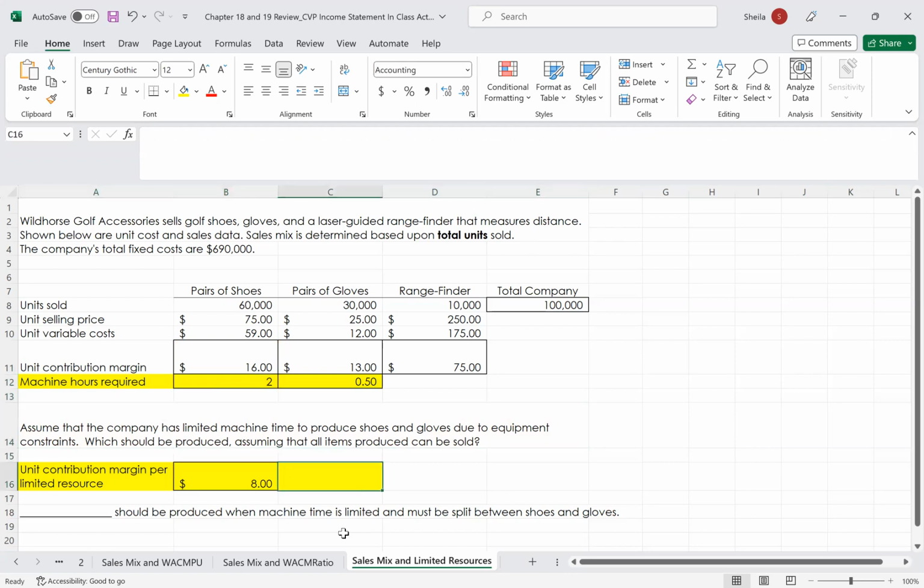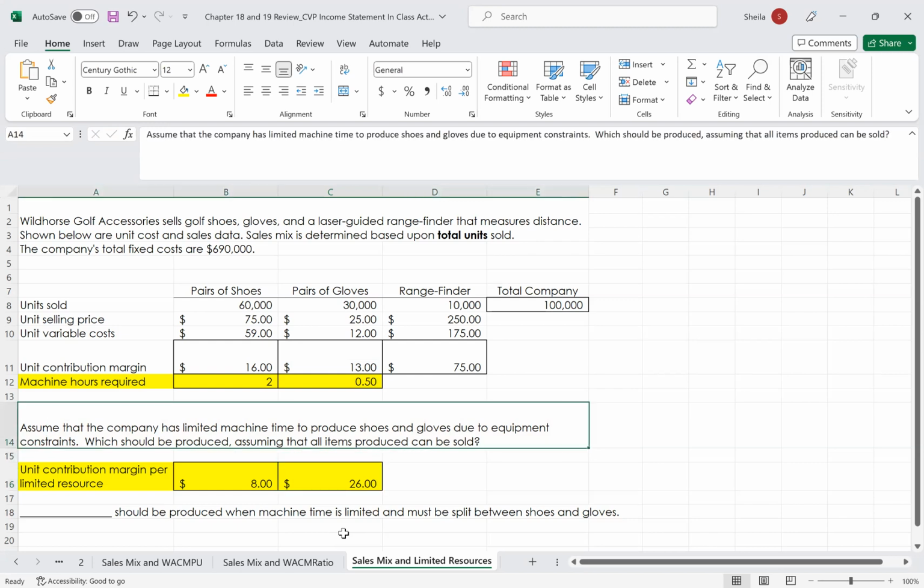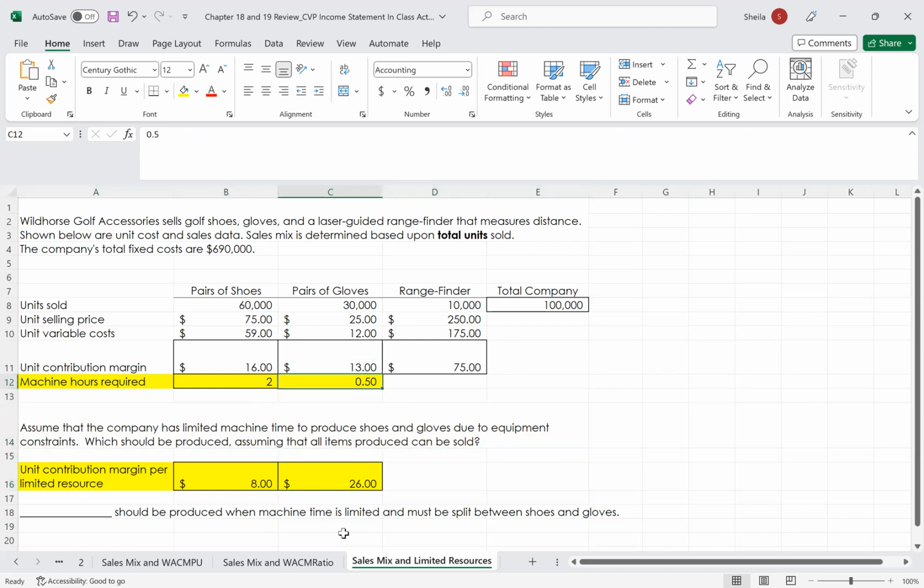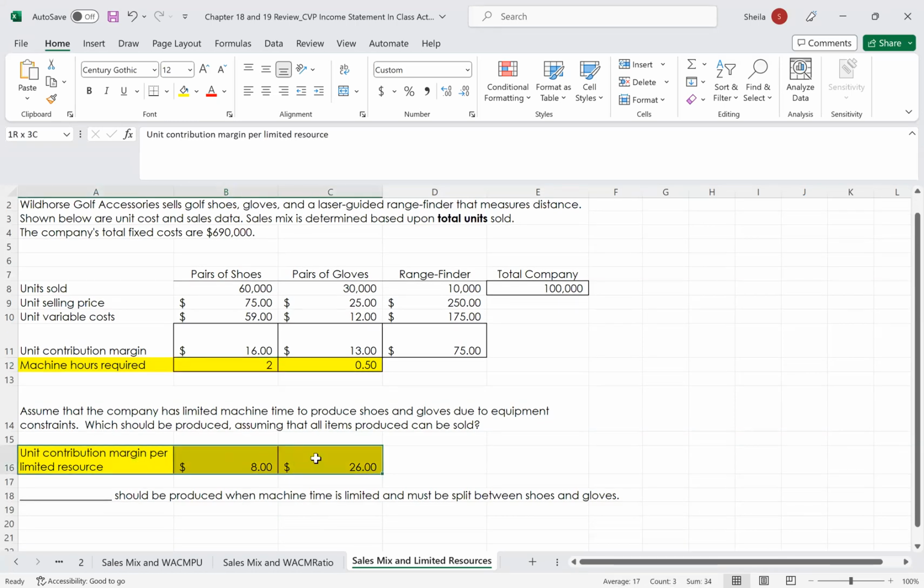Alternatively, for the pair of gloves, look what happens. Contribution margin divided by a half an hour, because it takes less time, actually increases that contribution margin when we're putting those limited resources on a level playing field between the two products. So really what that's saying is the pair of gloves, we can actually manufacture 2 gloves per hour, whereas over here, we can't even finish a pair of shoes in 1 hour. So essentially 1 shoe.